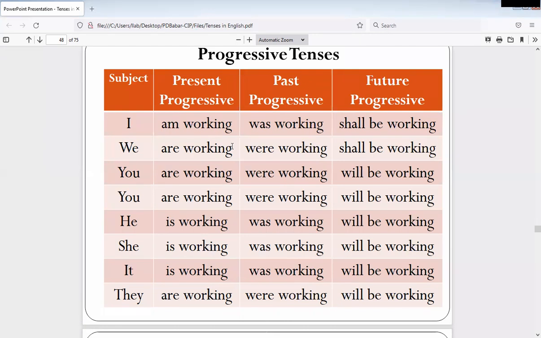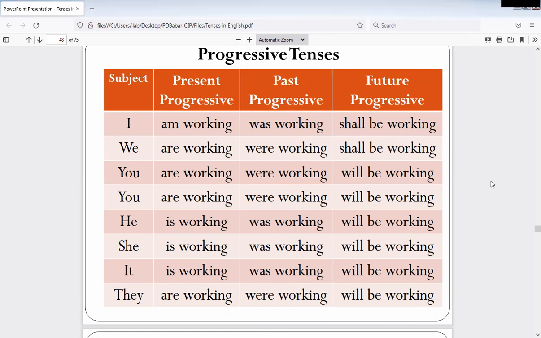So this is about we. Then you are working, this is the present progressive. For past progressive, you were working. And for the future progressive, you will be working. Here the first you is singular. एक माणूस असेल समोर त्याला आपण you म्हणतो, तेव्हा this is the singular you. And the second you is the plural you.